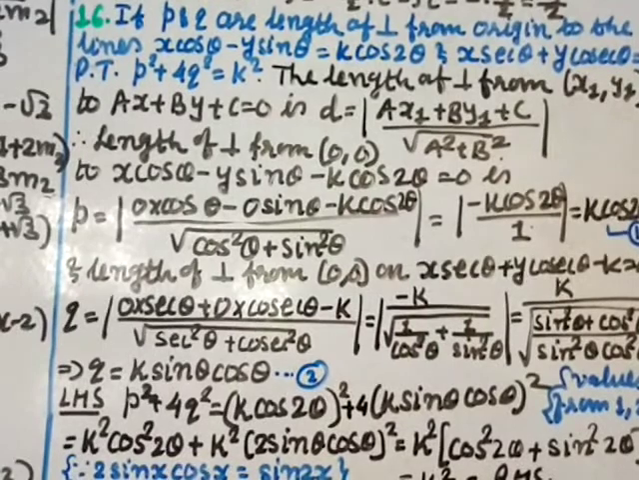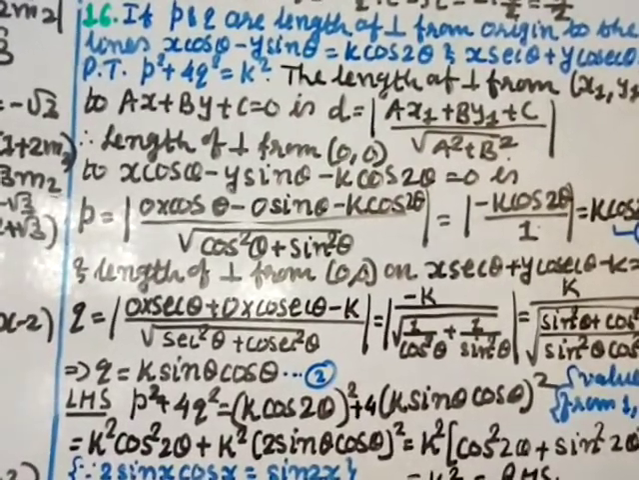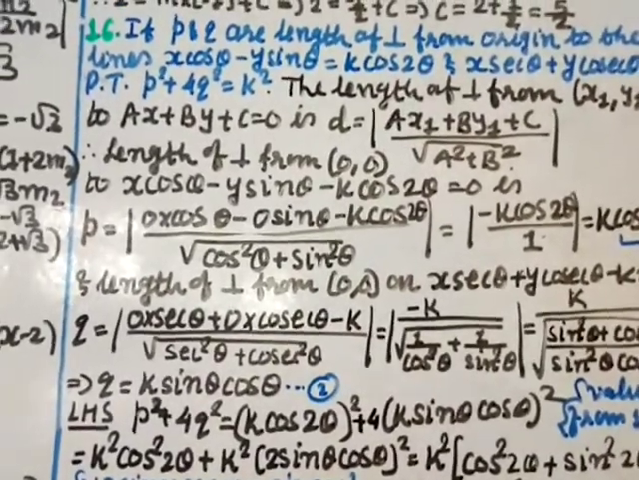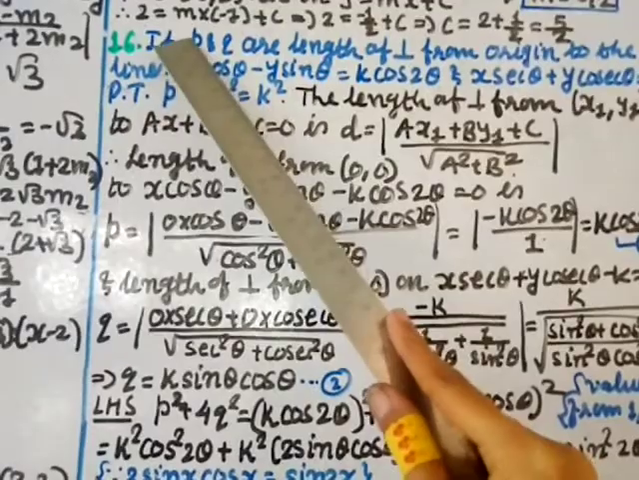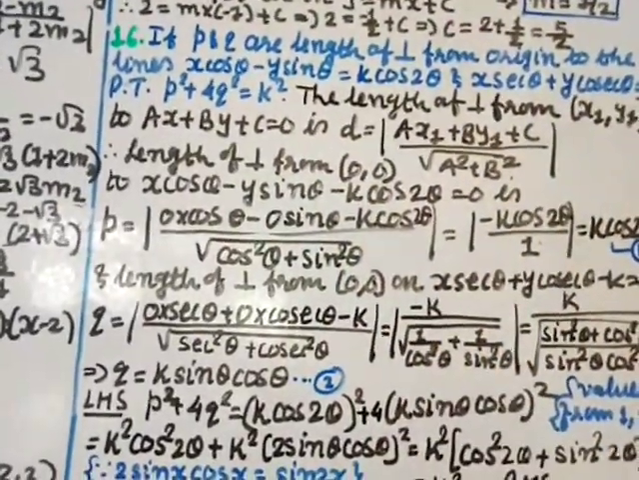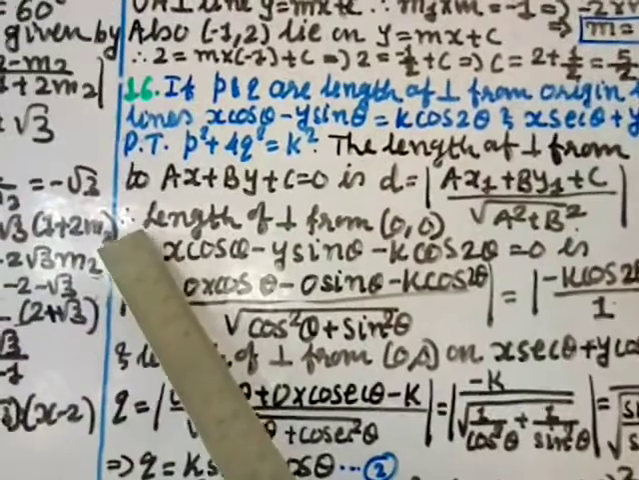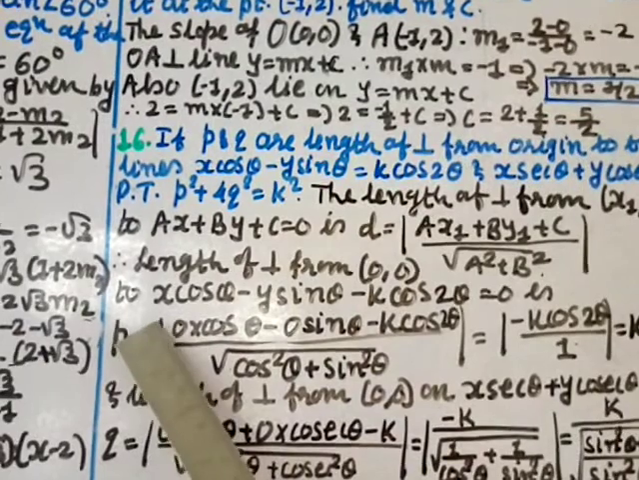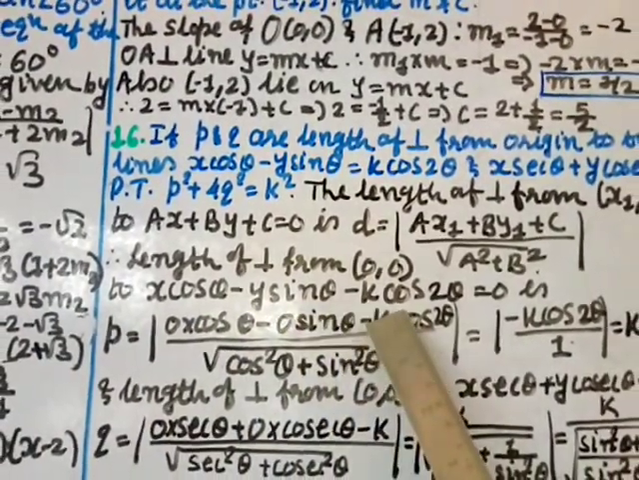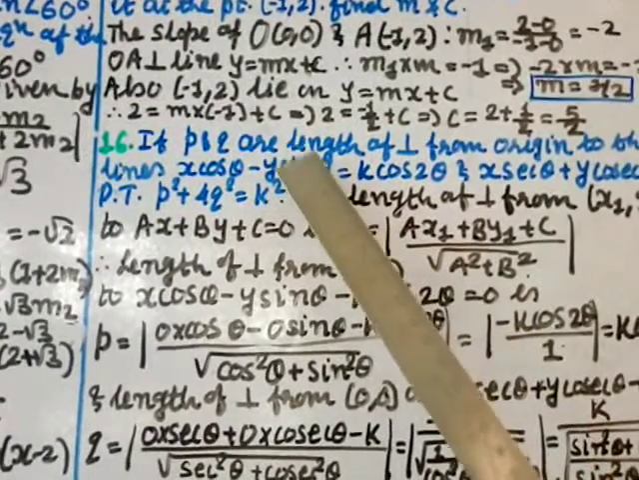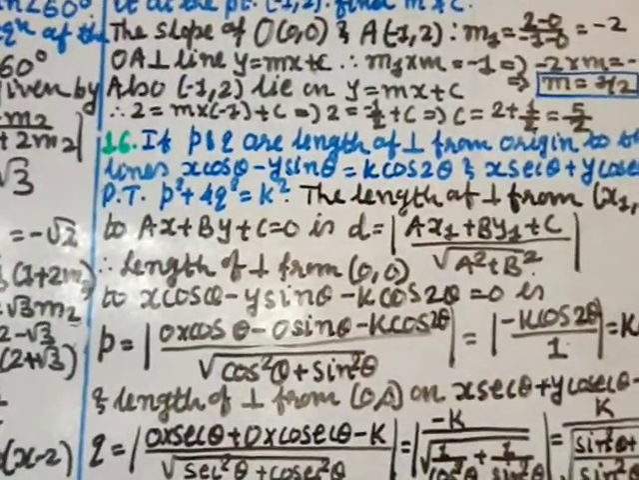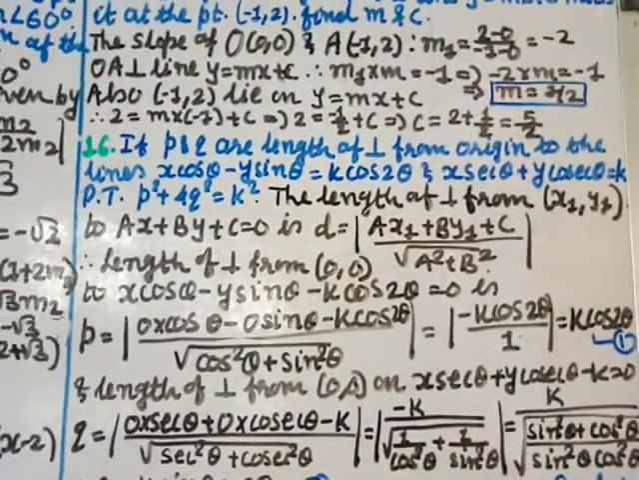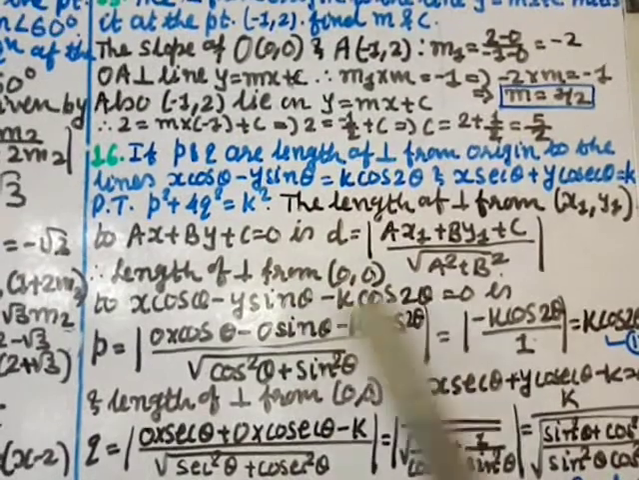So we shall use this formula because they are giving us the perpendicular distance of the line from the origin. The point is the origin (0, 0), and the perpendicular distance is given to you with this line as P and with this second line as Q. Therefore, the length of perpendicular from the origin, that is (0, 0), to the first line, x cos theta minus y sin theta minus k cos 2 theta equal to 0. This I am just transferring over here because the line should be in the form ax plus by plus c equal to 0 when you use this distance formula of a point from a line. So that time this has to be over here, equal to 0.